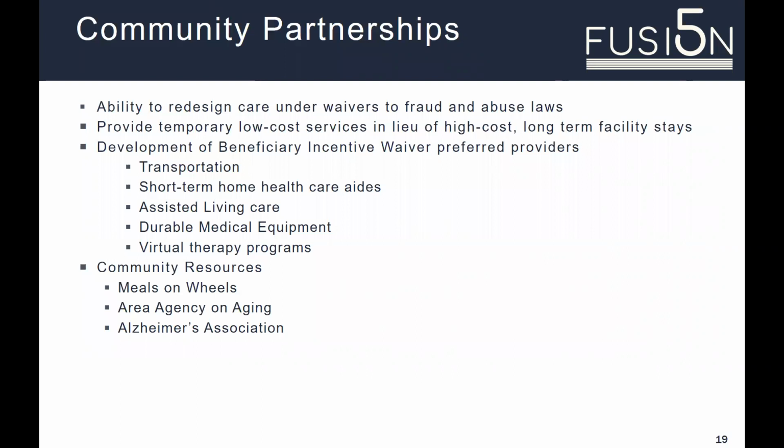And the same thing holds true with community resources. There's a lot of resources available that our social workers can help with. If a patient has an issue with healthy meals, we can get them set up with Meals on Wheels, or if they need certain services, setting them up with the Area Agency on Aging or the Alzheimer's Association, any of those services that we really can deliver to those patients to help with the outcome and reduce the overall spend.